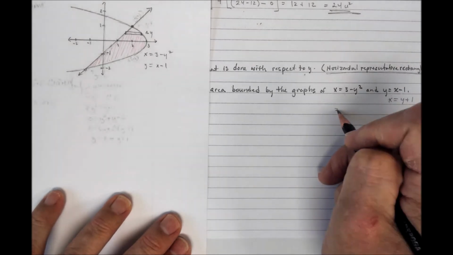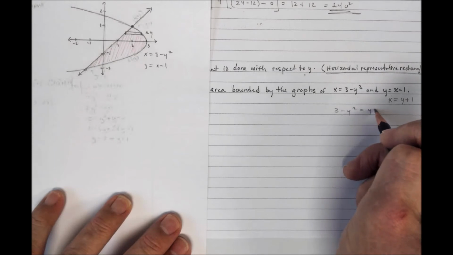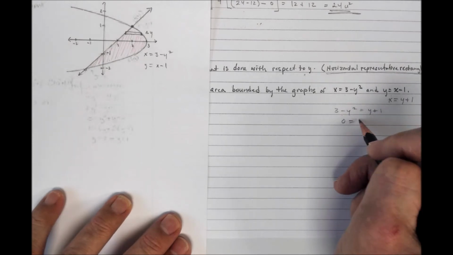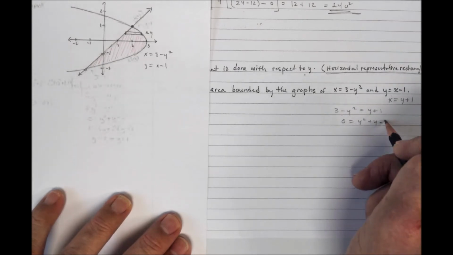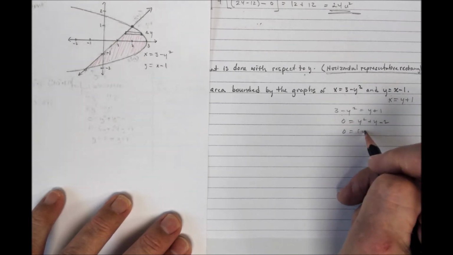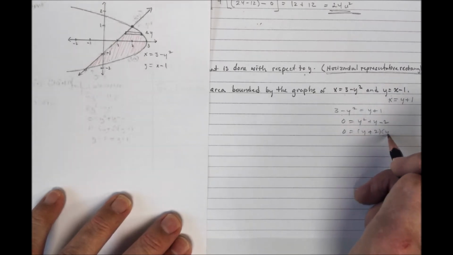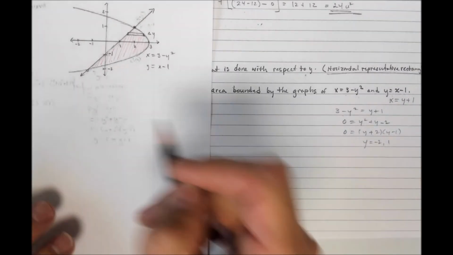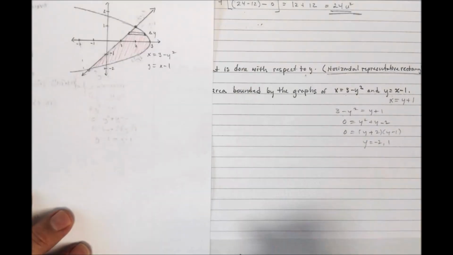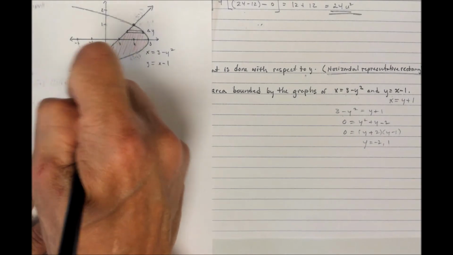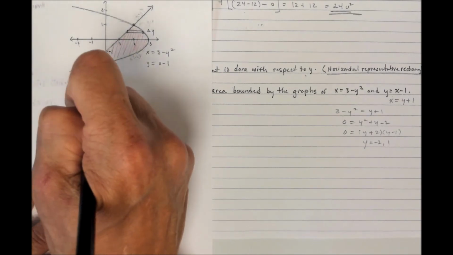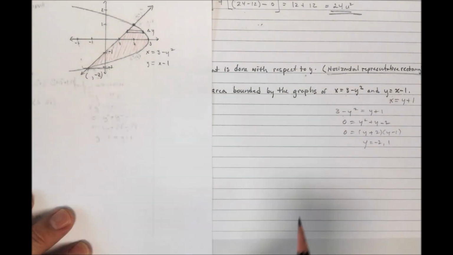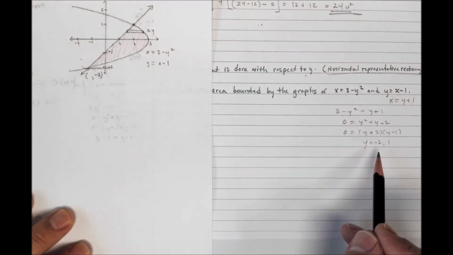So I have 3 minus y squared equals y plus 1. I have y squared plus y minus 2, which factors as y plus 2 times y minus 1. So I get y equals negative 2 or 1. There's my y equals negative 2 right here. So this point is something comma negative 2. I'm not sure what the x value is, and I don't need it.